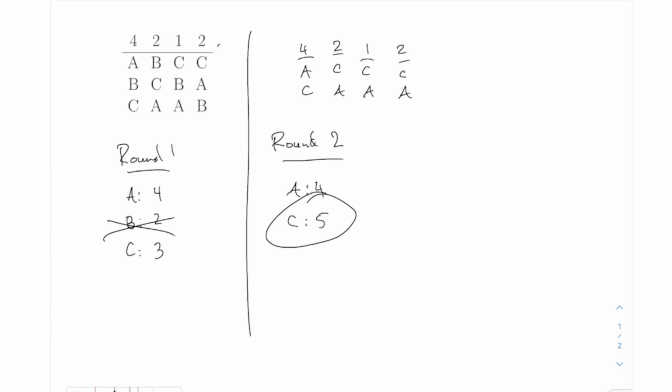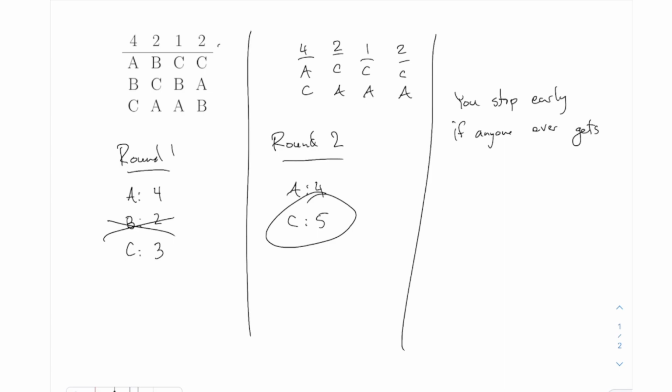Remember, there's sort of two technicality rules, and actually I didn't even mention one of them last time because it almost never comes up. But you stop. In this example, we had to go all the way down to the final round between 2 candidates. But you can stop early if anyone ever gets a majority in the first place. In this example, it didn't happen in the first round.